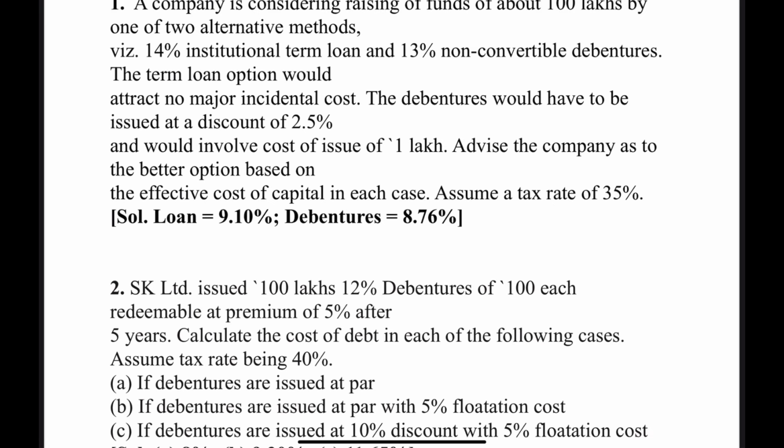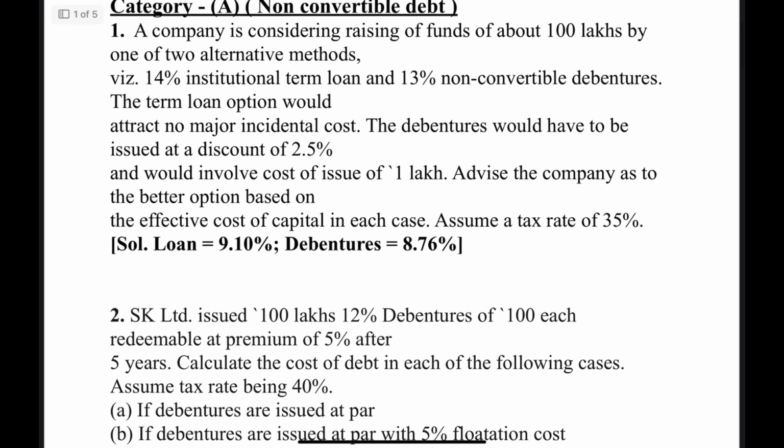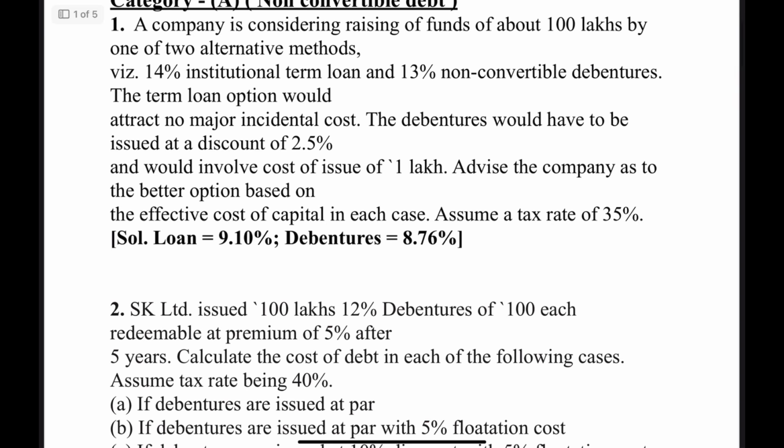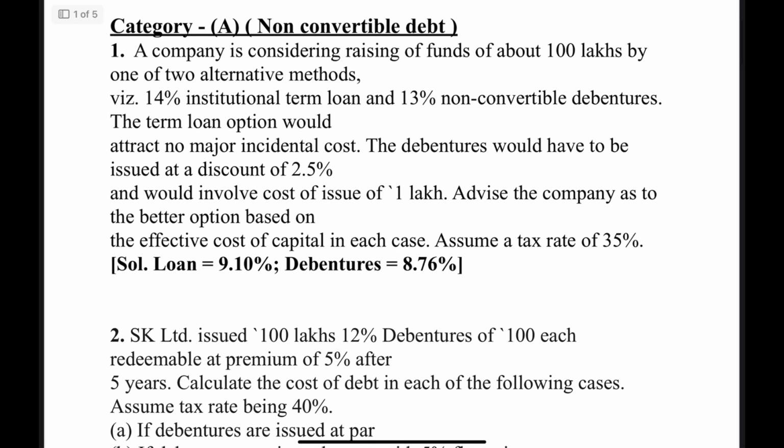Then it also says that there would be an additional cost of 1 lakh rupees on the issue of debentures. So this is a flotation cost given to us. So 1 lakh rupee flotation cost on a capital of 100 lakh rupees. So that means 1% is our flotation cost. So we would subtract that also, and we will calculate net proceeds because it is possible in the question to calculate net proceeds. So 97.5 rupees minus 1%, which will give us 96.5 rupees. Now we have to advise the company as to what is the better option, either by taking loan or taking debenture, and the tax rate is 35%.